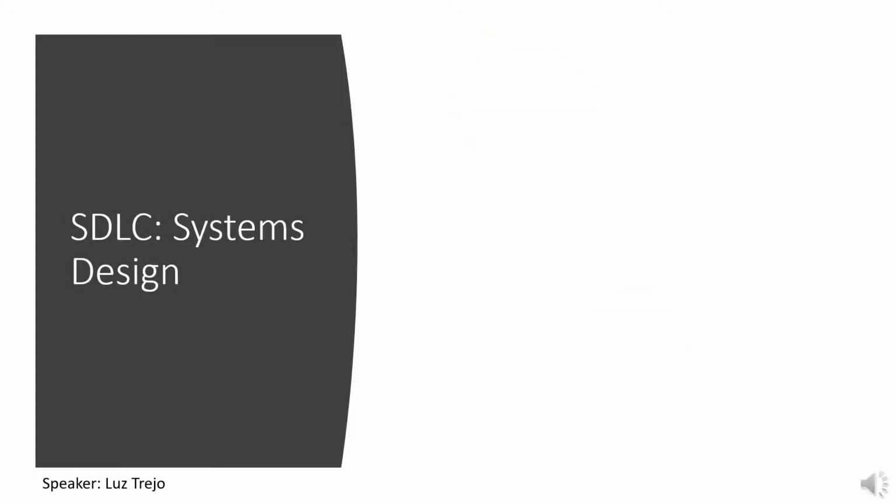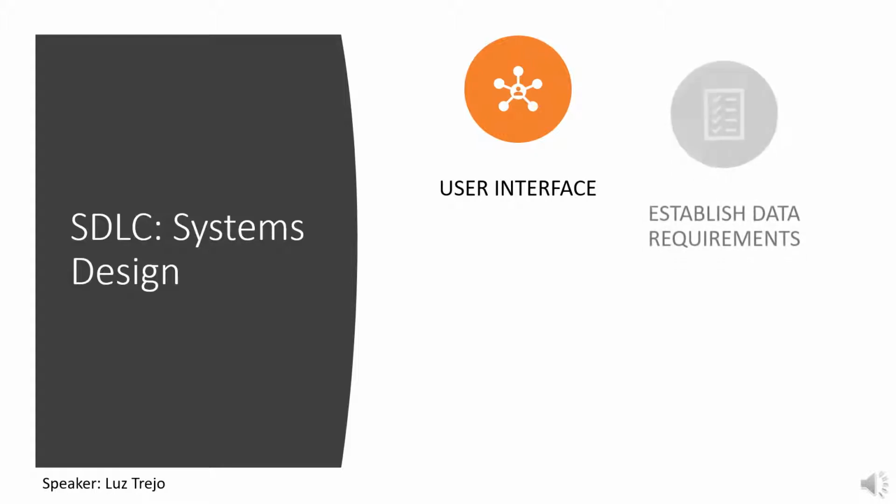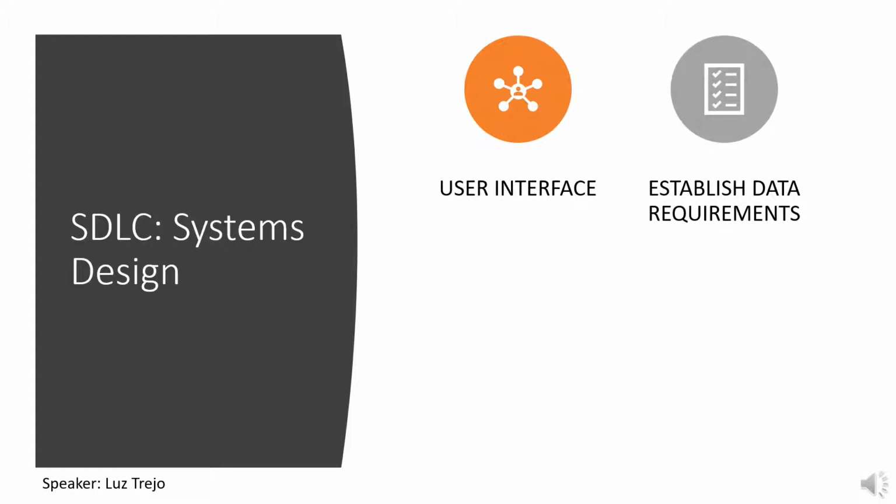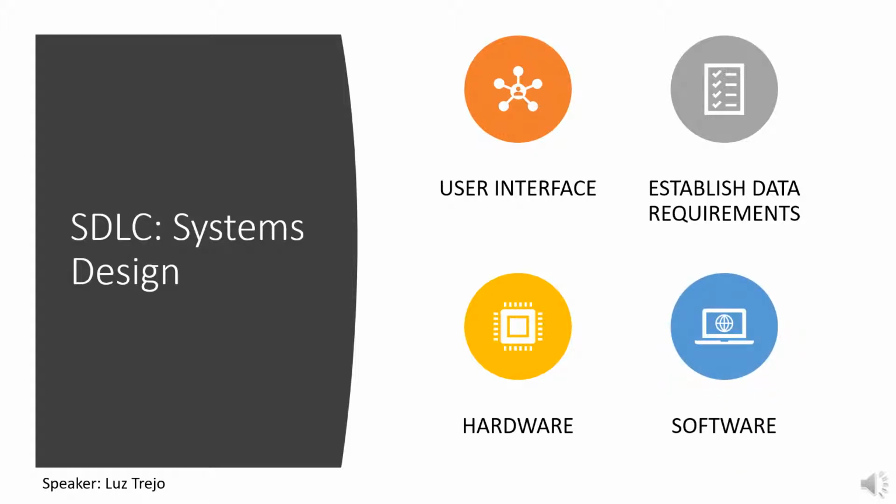In system design, the user interface is created from the logical design in the previous stage. The data requirements are established. During this step, it is crucial for management and user involvement to ensure the business requirements are met. The physical design of the system is determined in this stage. The hardware and software needed to carry out the logical design is acquired.